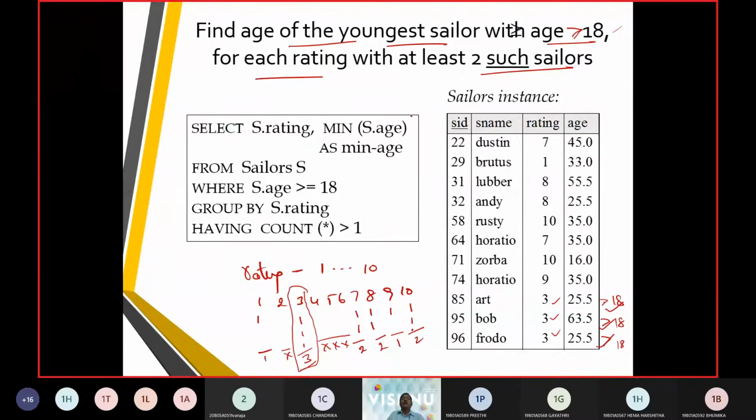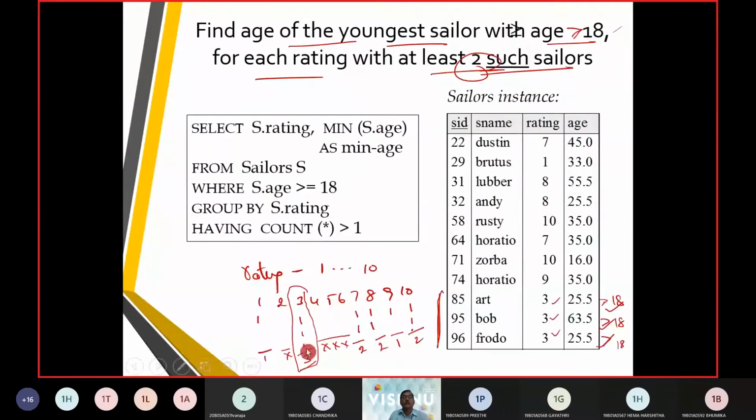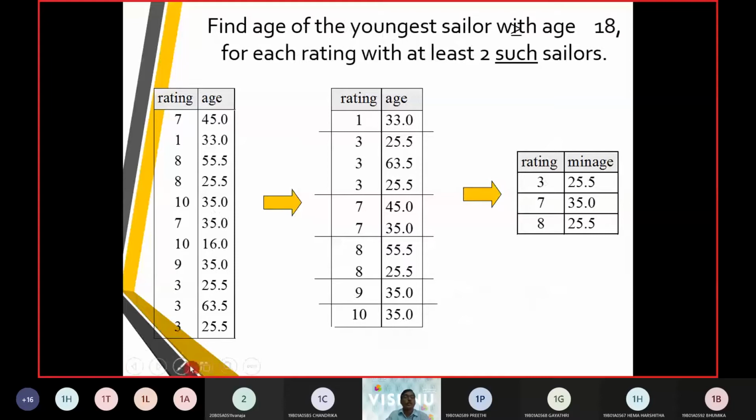Now, in this, we need to go with at least 2 such sailors. This is partition number 1, and then we have to look into partition number 2. Let us understand this in a more systematic way rather than what I have mentioned here. Here I have done it in a manual way. Now let us see things in a more structured way.